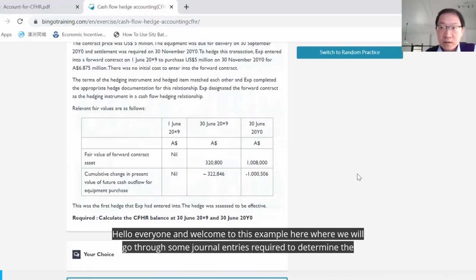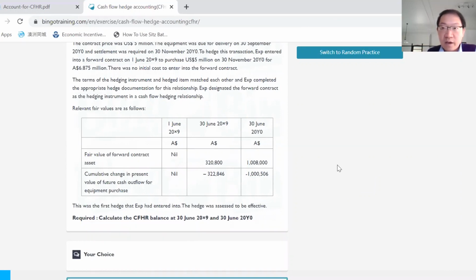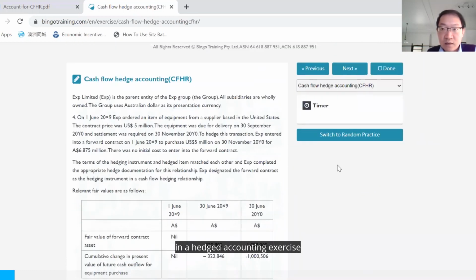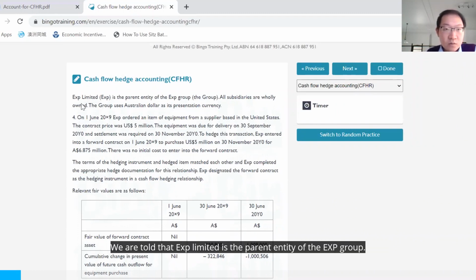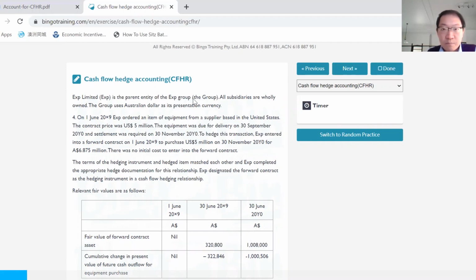Hello everyone, and welcome to this example where we will go through some journal entries required to determine the cash flow hedge reserve in a hedge accounting exercise. If we have a look at this example, we are told that EXP Limited is the parent entity of the EXP Group. All subsidiaries are wholly owned.